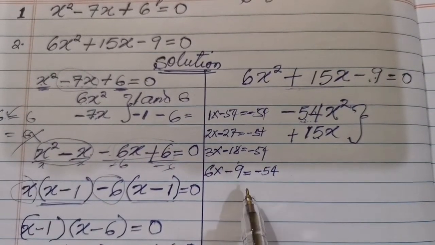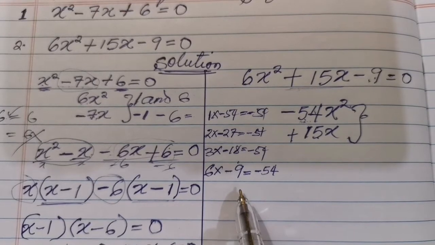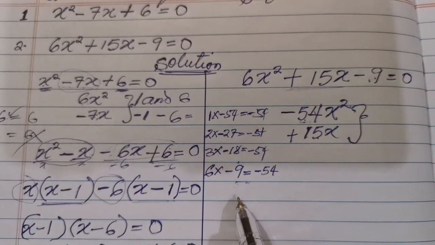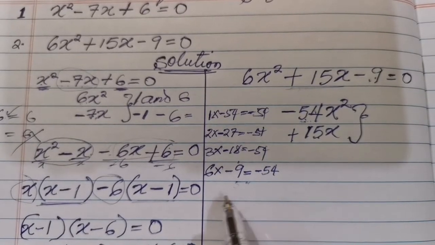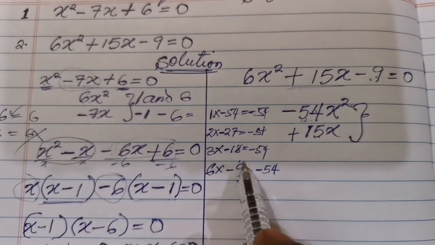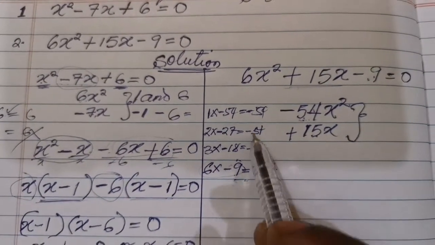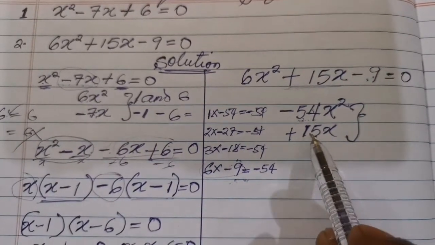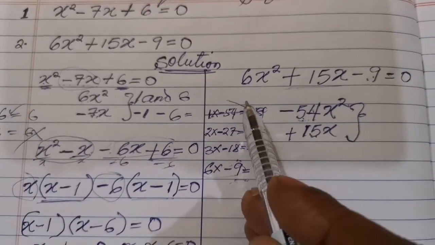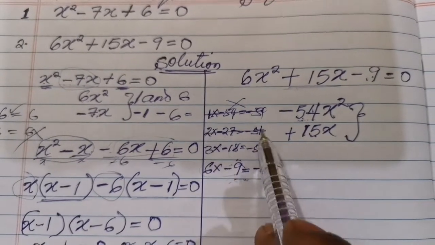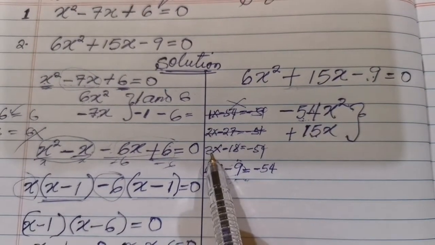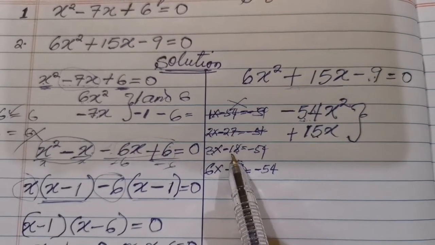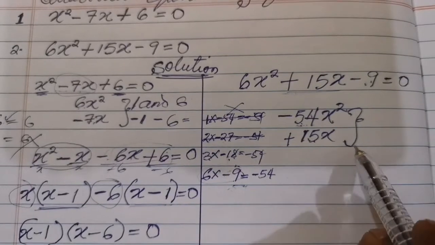Then can 7 go? No, I don't think so. Can 8 go? 54 divided by 8 is 6 point something, so 8 cannot go. We are going back to 9, which we already have. Now we check these numbers to see which can give us plus 15. This one definitely cannot. Can 2 and 27? It can't. 3 and 18 can go, so let's check 3 and 18.